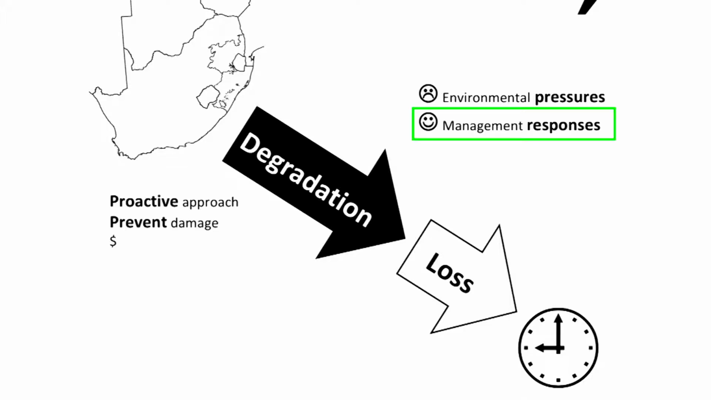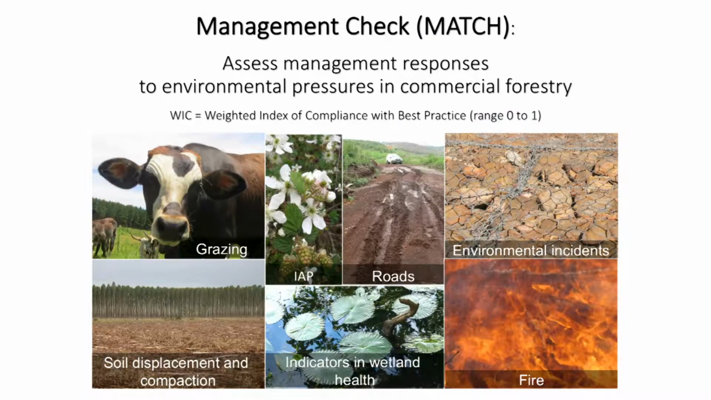Very broadly, if you can intervene early in the degradation process, in other words prevent degradation, you will normally follow a more proactive approach, which will cost a bit less. The longer you wait until you intervene, the more it's going to cost, because you will then be repairing damage. Invasive alien plant control would be repair. So it's a combination of these.